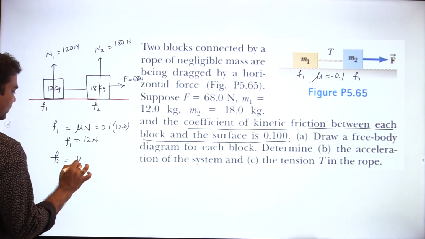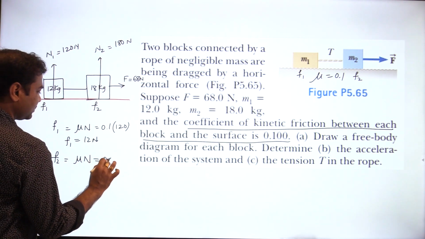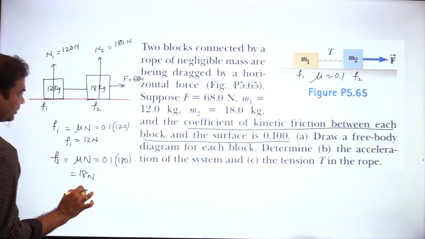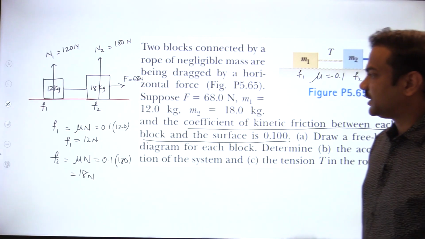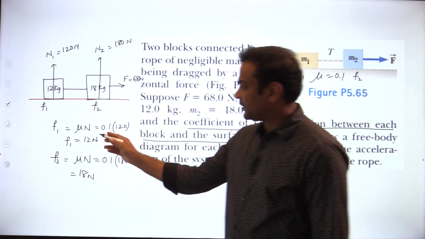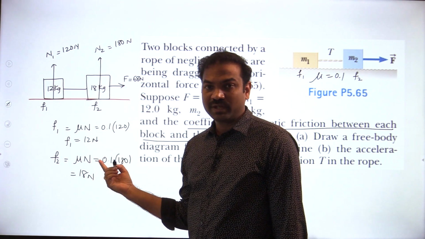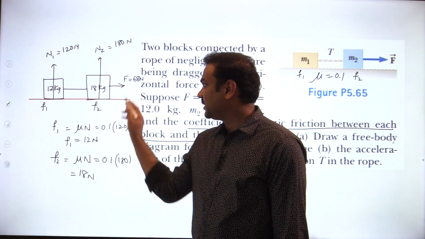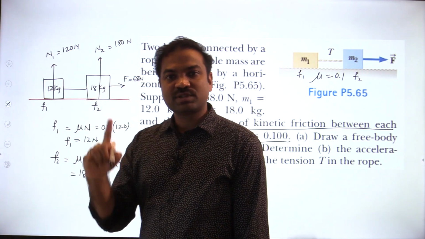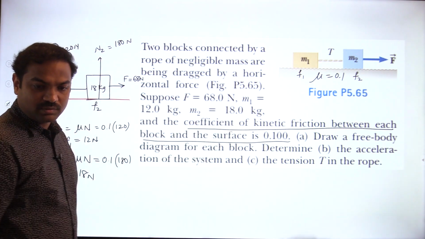As it is 0.1 times the normal reaction, 0.1 into 180 gives how much? 18 Newton is the friction acting on the M2 block. So on M2, 18 Newton, on M1, 12 Newton. What is the total friction acting on the system? 30 Newton. You have to see whether the blocks are moving or not. Total friction is 30, but the force we are applying is 68. So the applied force is more than the total friction on the system, and both blocks will move forward.